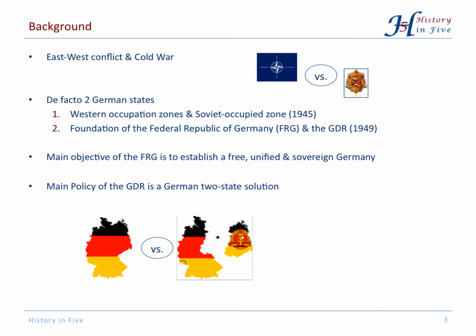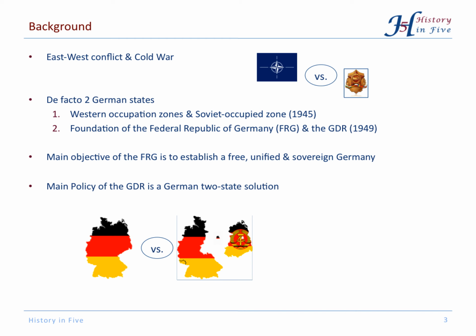To the background. Relatively quickly after the Second World War, the East-West conflict, the Cold War, started. And on German soil, there were two states, de facto two states. The Federal Republic of Germany in the West as a democratic state, and the Socialist German Democratic Republic as a Soviet satellite.